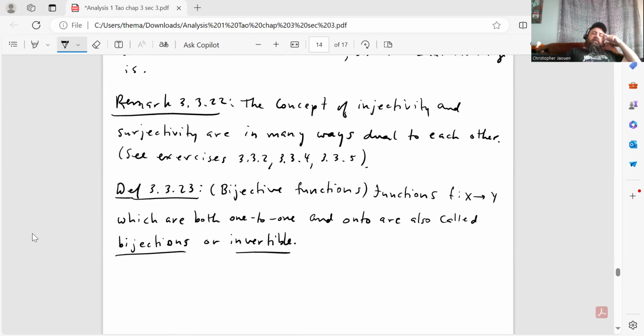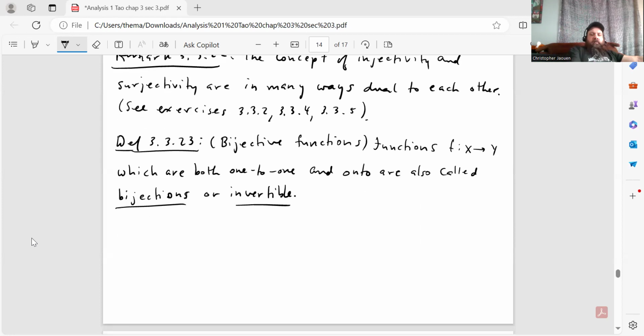Right, definition 3.3.23, bijective functions. A function f from X to Y which is both one-to-one and onto is called a bijection, or like I said, sometimes they're called invertible. Bijection is the Bourbaki term. Invertible is another way of saying bijection, but some people are more comfortable using one rather than the other, but just so you know what both of the standard terms are.